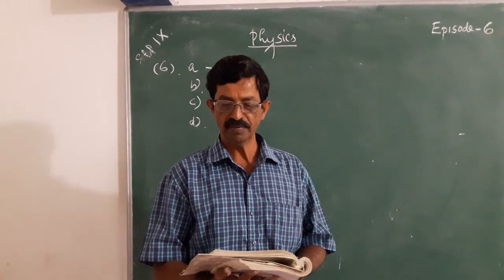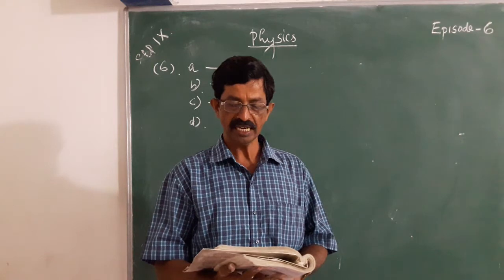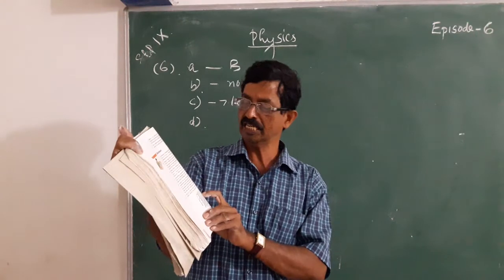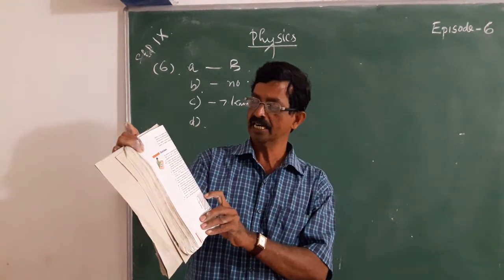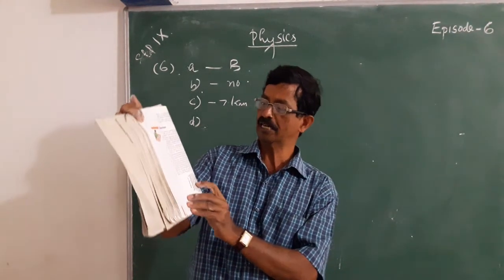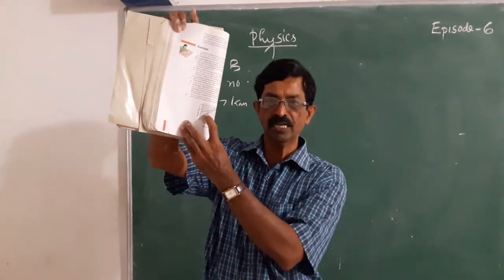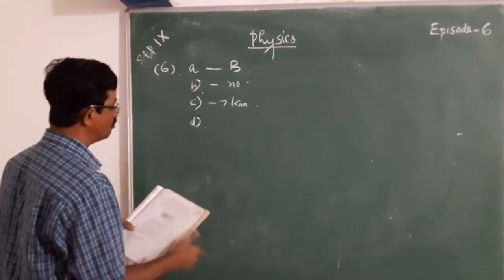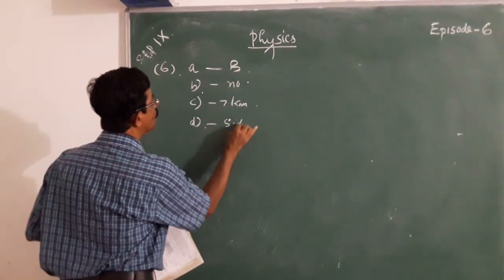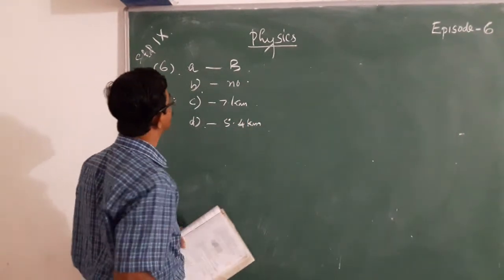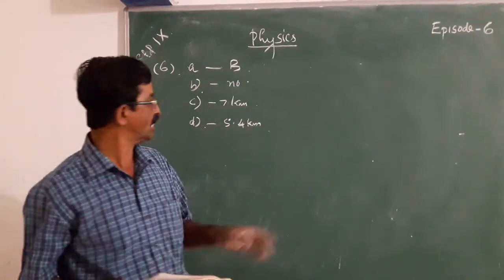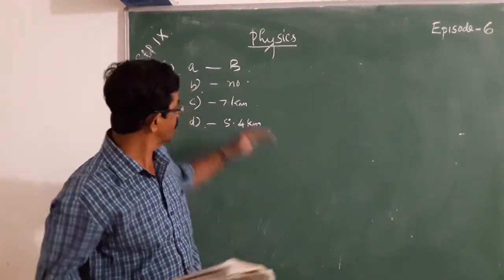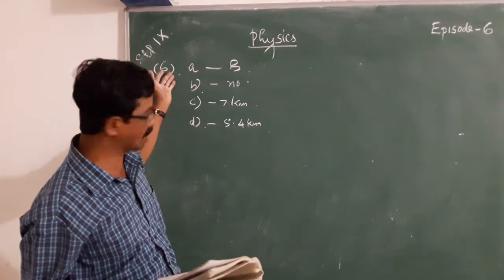Then another question, D: how far has B travelled by the time it passes C? That means how far B travelled by the time it passes C. B and C are passing here. See B here and C here. These two are passing at this point. At this point B and C are passing. So its answer is nearly 5.4 kilometers. By observing the graph, we will get its answer as 5.4 kilometers. Okay, this is the answer for question number 6.